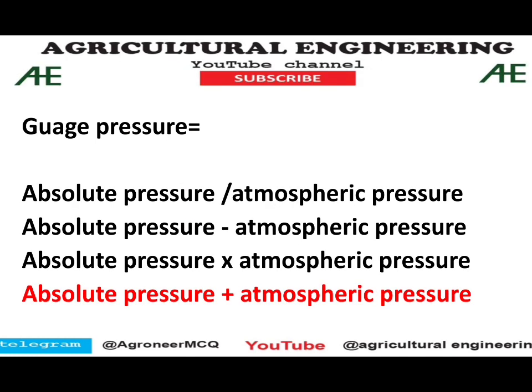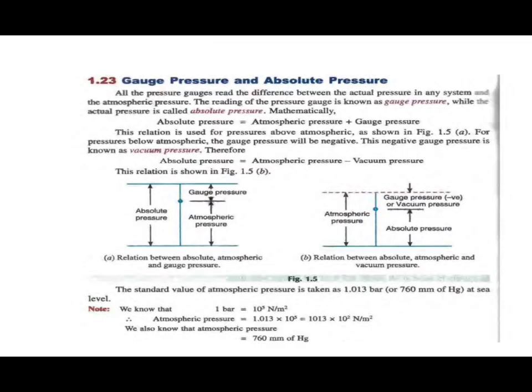Gauge pressure is equal to absolute pressure minus atmospheric pressure. So from this figure we can see absolute pressure is equal to atmospheric pressure plus gauge pressure, and absolute pressure is equal to atmospheric pressure minus vacuum pressure.